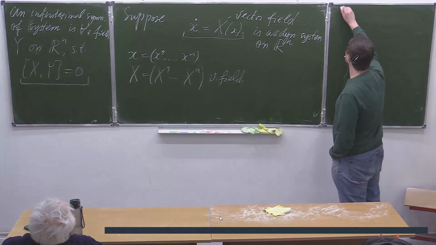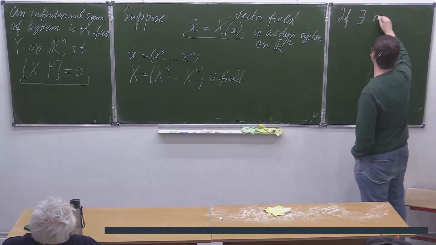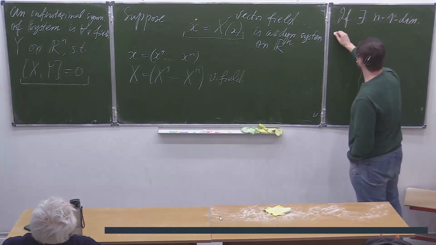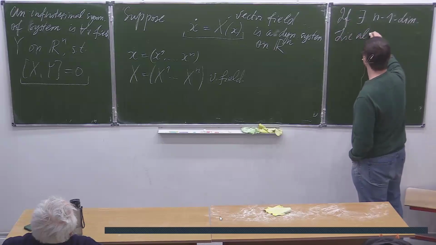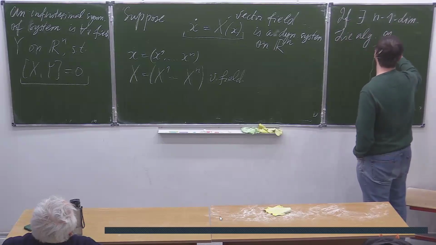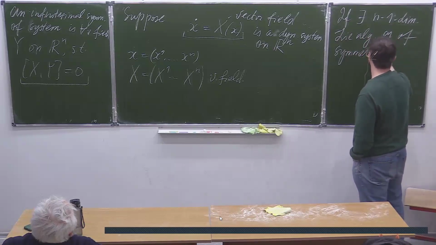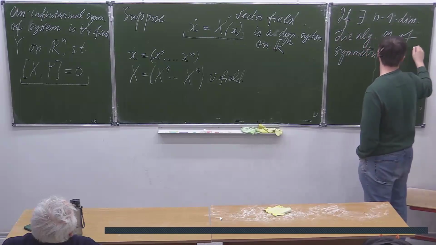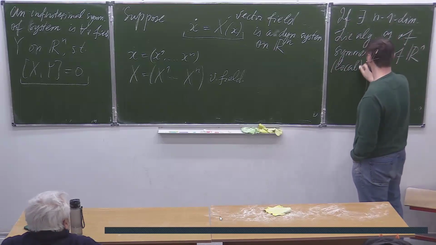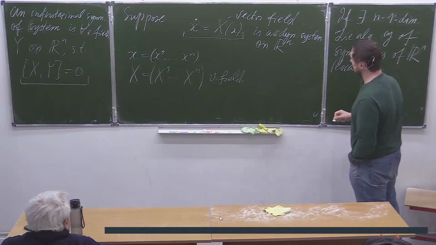Namely, you need an (n-1)-dimensional Lie algebra G of symmetries of R^n, local symmetries, such that its action on R^n is locally free.